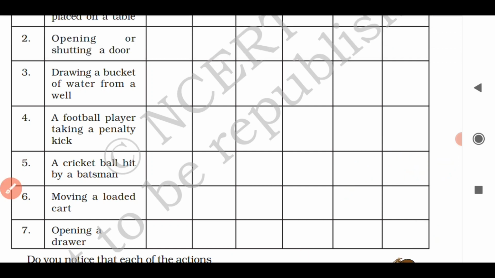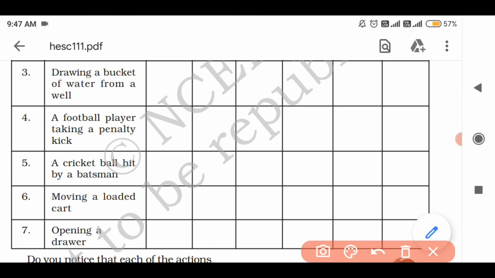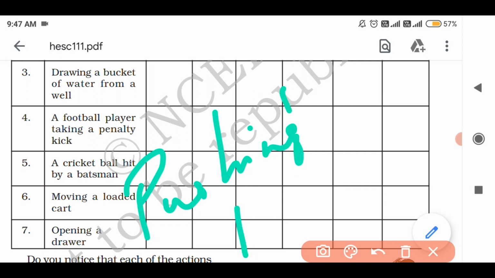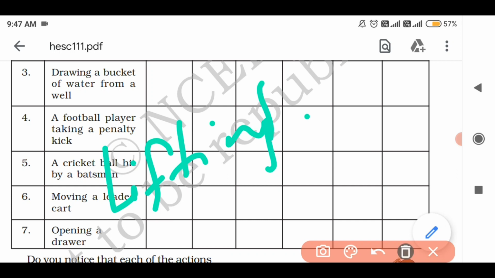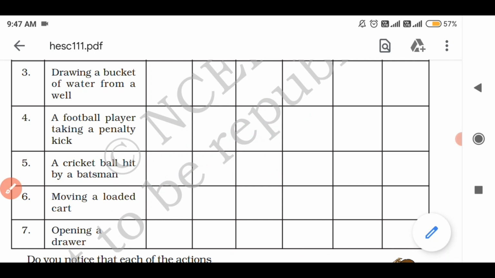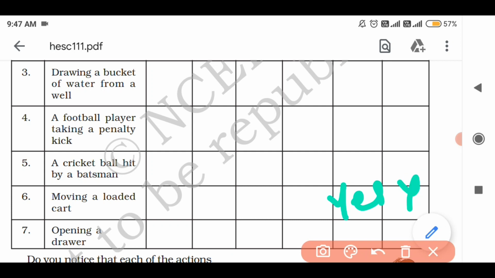Similarly, situation number 6, moving a loaded cart. When we move a cart which is loaded, we have to push it, right? Or we have to pull also, so as to move the loaded cart. We can write pushing or pulling. Clear? We can also write lifting. Then the actions can be grouped as push, pull. Both pushing and pulling are involved, so we can write yes and yes. Clear?